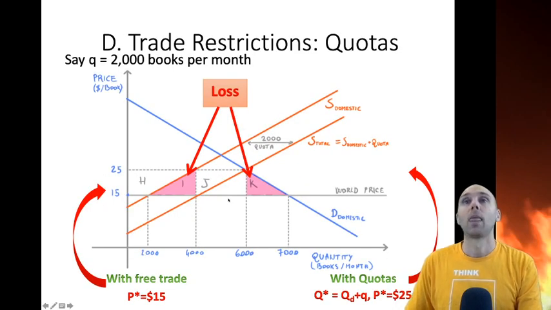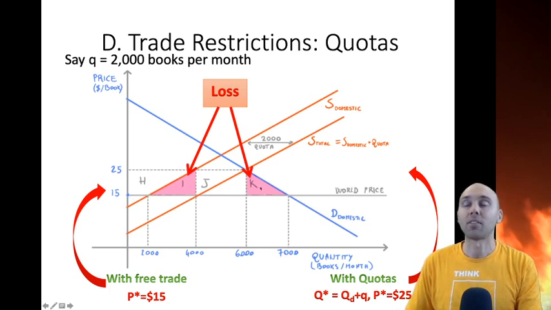So before the quotas were imposed, again, we had this massive triangle here, which was consumer surplus, and now that's been cut down to just this triangle. And the domestic producer surplus has increased by a lot, just in the case of the tariffs, by area H.